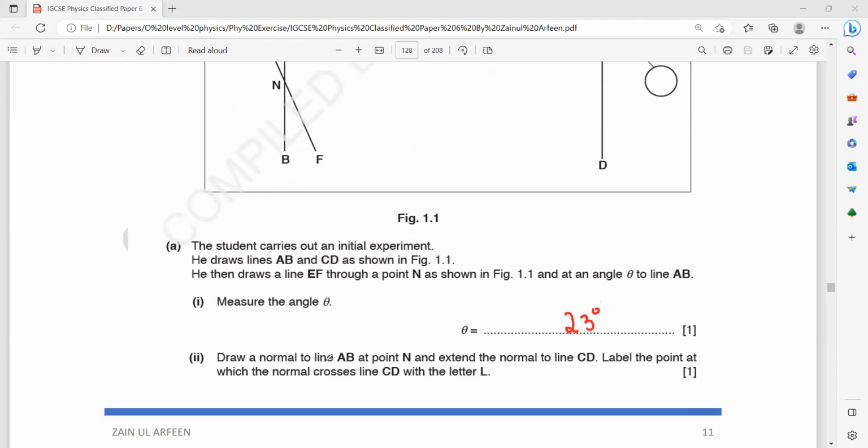Then draw a normal to line AB at point N and extend the normal to line CD, and label the point at which the normal crosses line CD as L. So what we have to do is draw a normal for line AB. A normal is always perpendicular to the surface at the point N, and we have to extend it until it meets the line CD, and we have to label that as L.